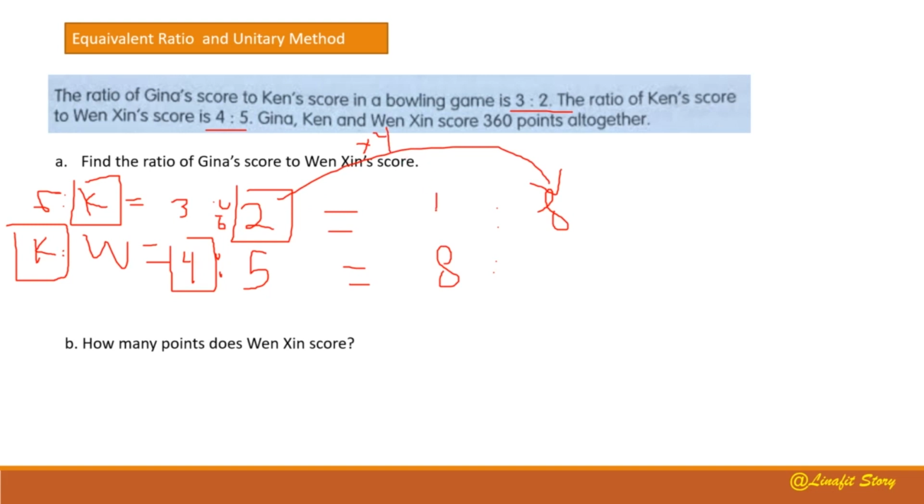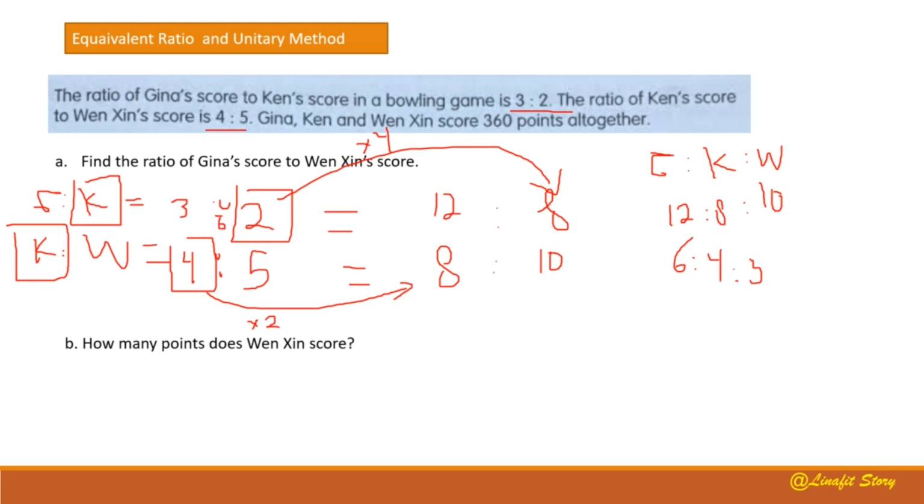3 times 4 equals to 12. 4 times how many equals to 8? 4 times 2. Do the same to Wensen. So 5 times 2 equals to 10. And after that we know the ratio between Gina to Ken to Wensen is 12 to 8 to 10. Don't forget to simplify. So this becomes 6 to 4 to 5.